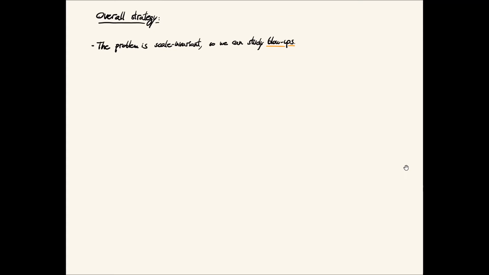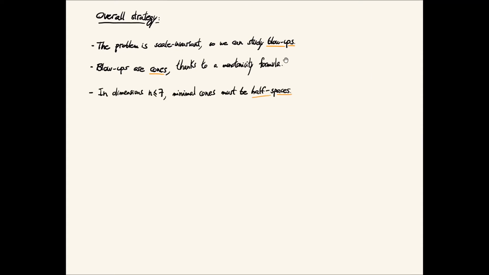Then once we consider blowups, we get extra information, which is that we have a monotonicity formula, and it tells us that blowups are always cones. So blowups have a special structure because of the monotonicity formula. Okay, so we can then hope for a classification of blowups because we have some more information. And the classification of blowups turns out to be this one. This is a deep result from Jim Simons, and it says that up to dimension 7, all minimal cones must be half spaces. So this is the classification of blowups.